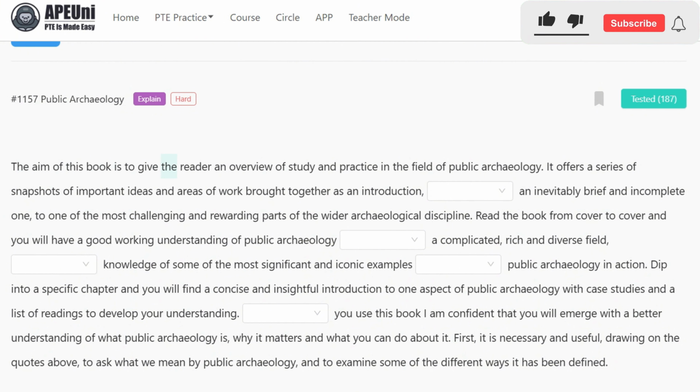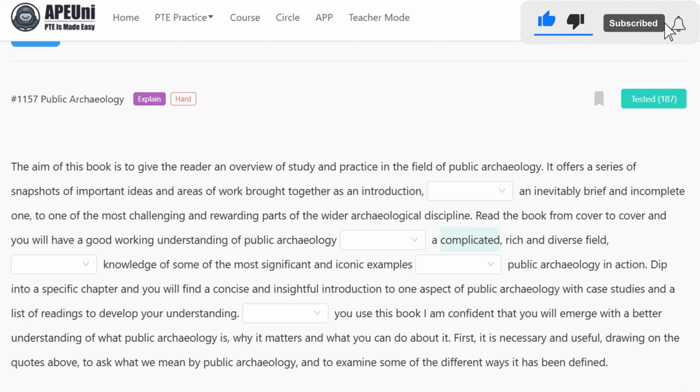The aim of this book is to give the reader an overview of study and practice in the field of public archaeology. It offers a series of snapshots of important ideas and areas of work brought together as an introduction, an inevitably brief and incomplete one, to one of the most challenging and rewarding parts of the wider archaeological discipline. Read the book from cover to cover and you will have a good working understanding of public archaeology, a complicated, rich and diverse field. Knowledge of some of the most significant and iconic examples of public archaeology in action.